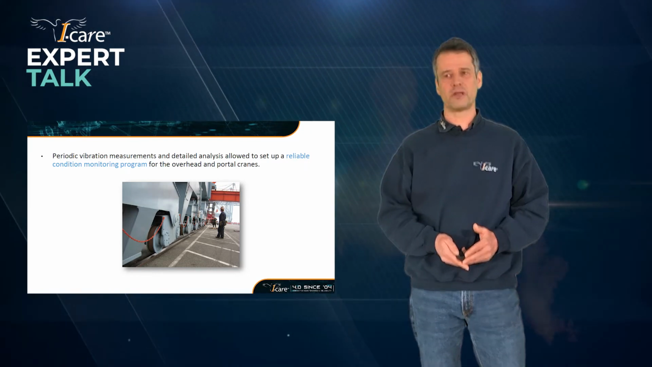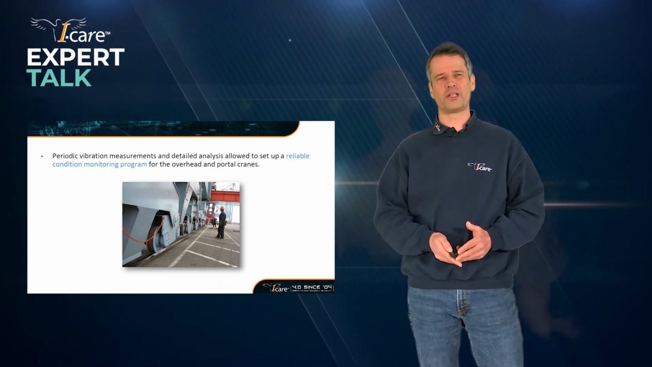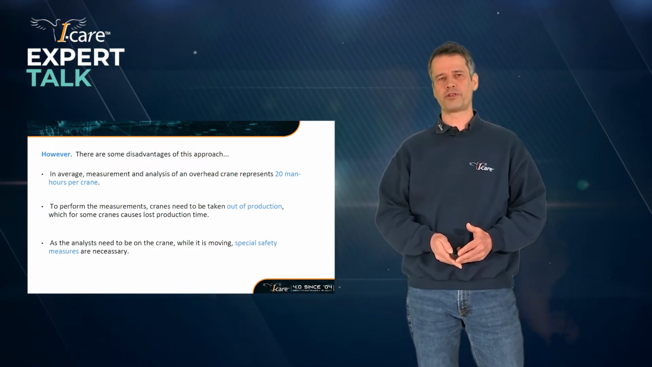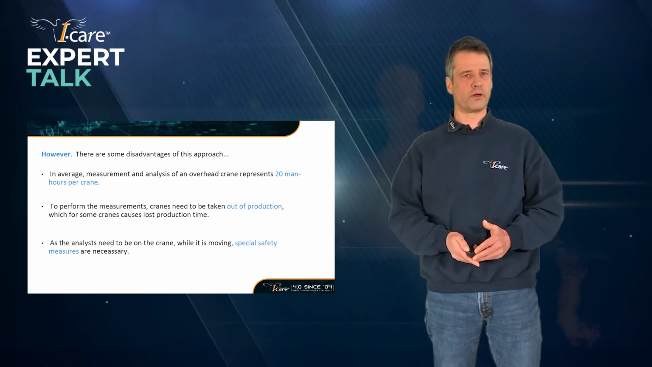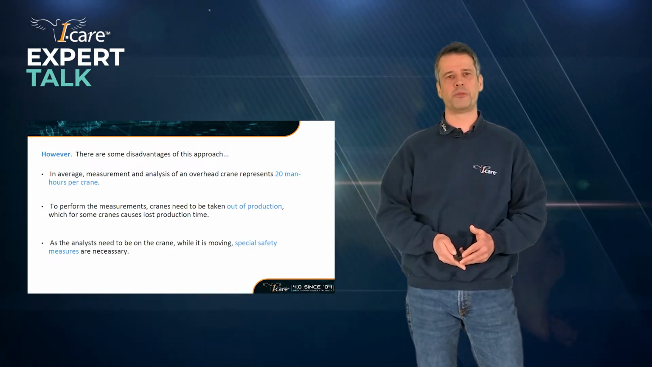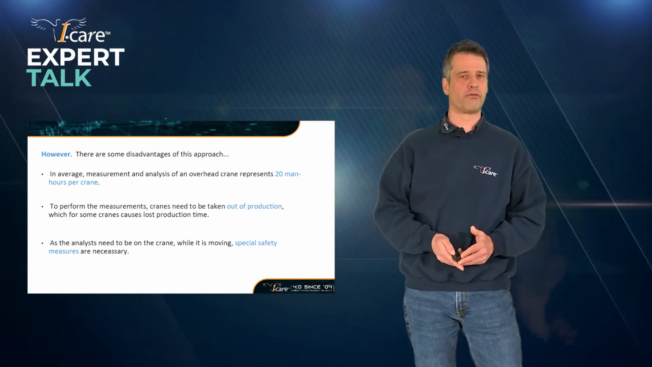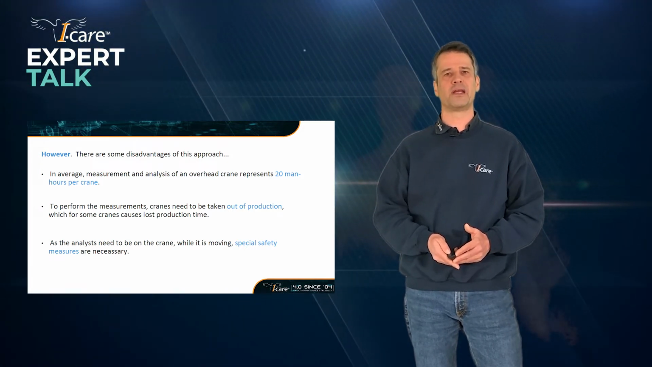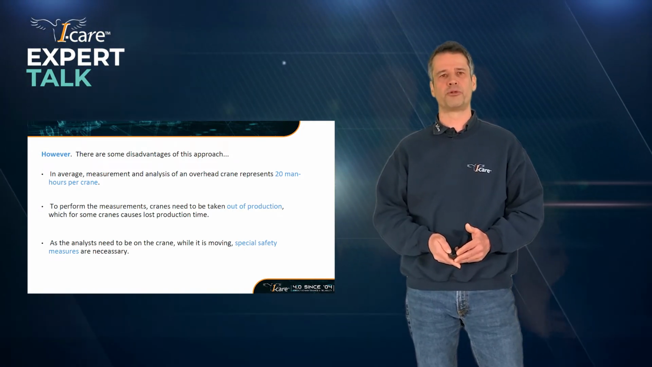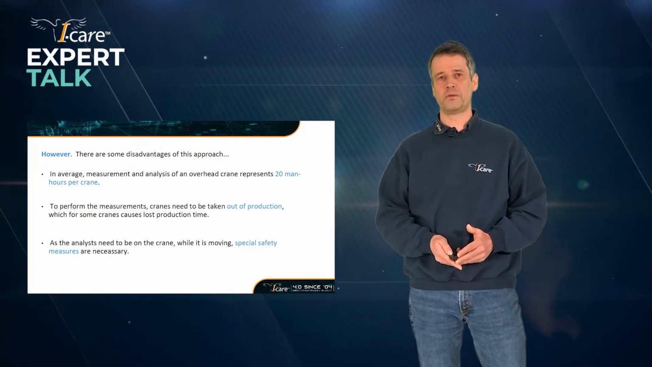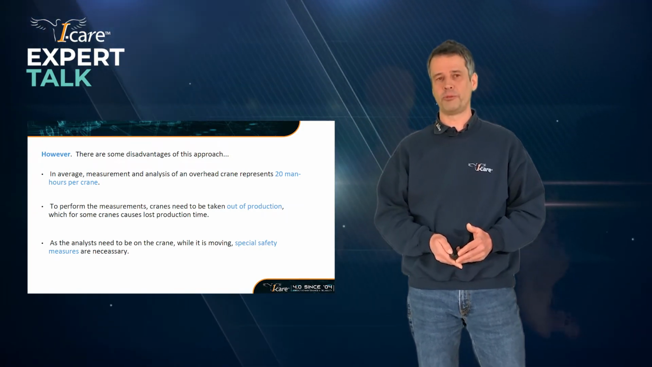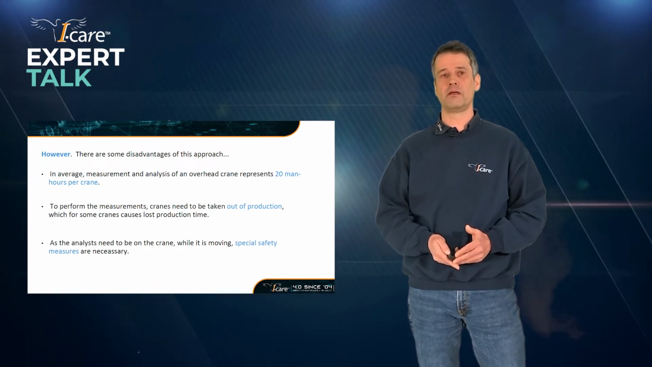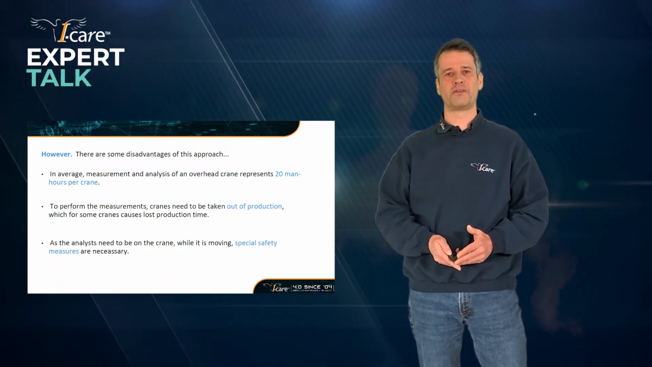But there is something, however. If we take a look at this type of measurements, there are some disadvantages as well. First of all, when we look at how long it takes to perform these measurements, we see that on average for one crane it takes us about 20 man-hours to perform the measurements and the analysis, which is of course a rather costly approach. Apart from that, we see that for a lot of cranes it is only possible to provide these measurements when these cranes are out of production, again causing additional cost for this monitoring technique.